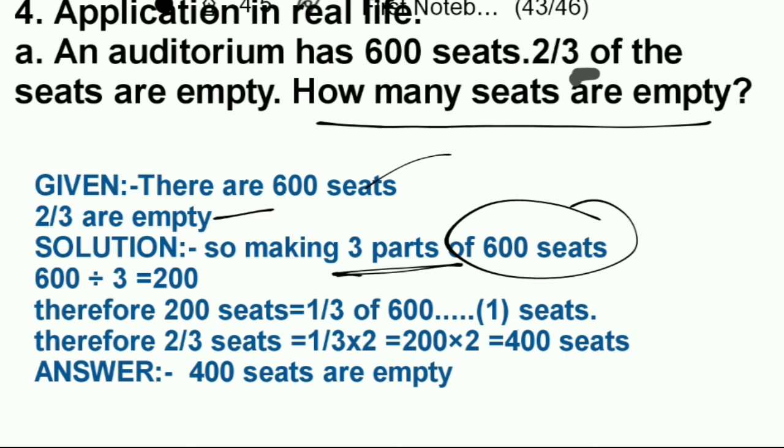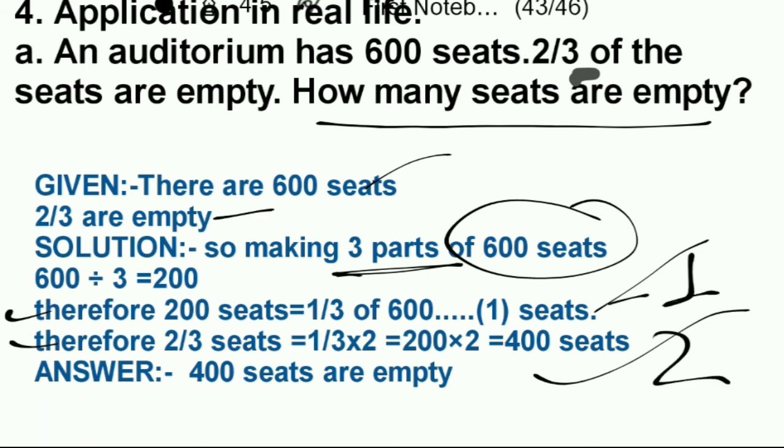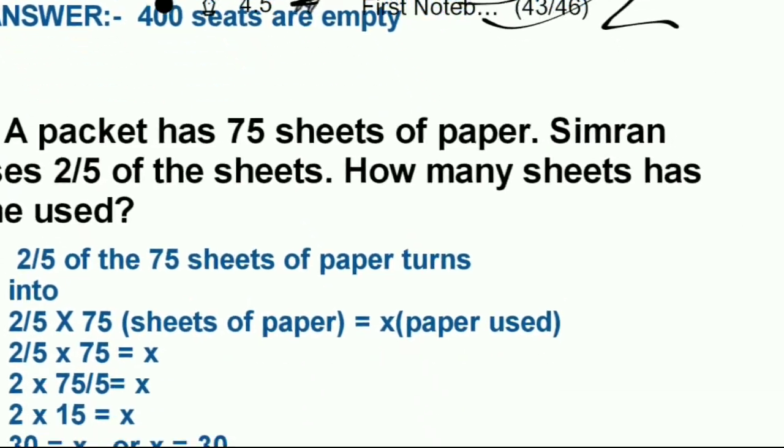Now we are having 2 parts. 2 part means we can write directly 200, or if you want you can solve by the method. Therefore 200 seats equals 1 by 3 of 600, that is 1 part, and we are having 2 parts. So 2 parts means 1 by 3 into 2. So 200 into 2 is 400 seats are empty.